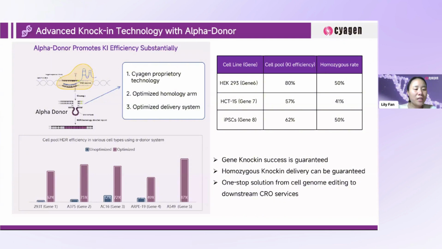As we know, knock-in is more challenging than knockout. To address this, we developed Cyagen's proprietary Alpha Donor technology by optimizing the homology arms and delivery system. Alpha Donor works well on various cell lines, achieving efficiencies of up to 87%. By using our Alpha Donor technology, knock-in success and homozygous knock-in delivery can be guaranteed.